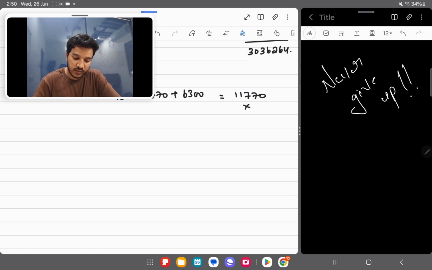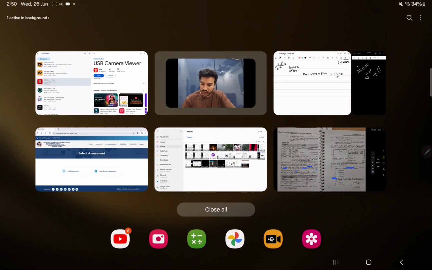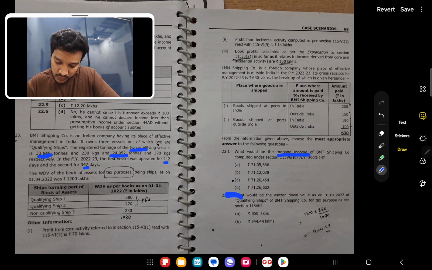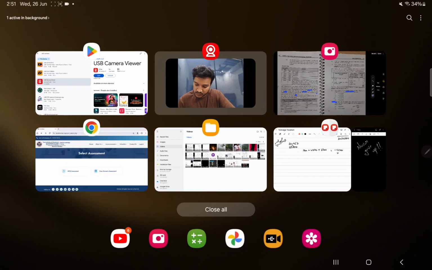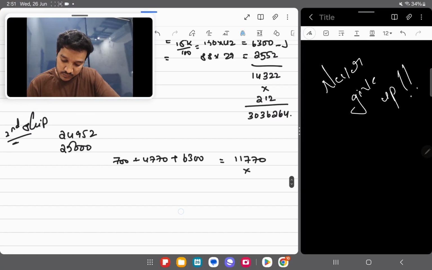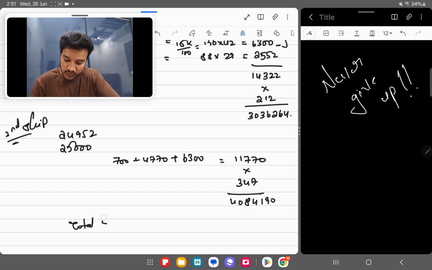700 plus 4770 plus 6300 comes to 11770. Now you have to multiply this with the number of days. What is the number of days? It is 347. What would be the answer? 4084190.